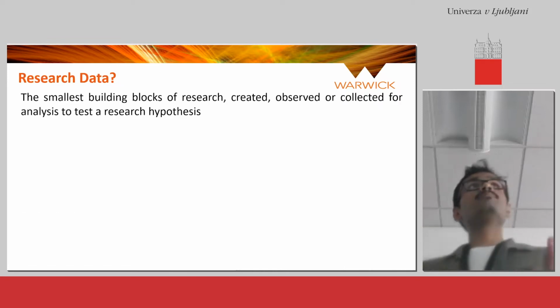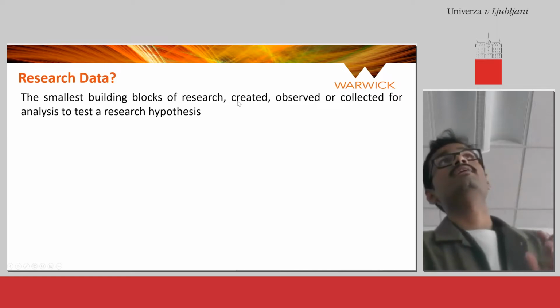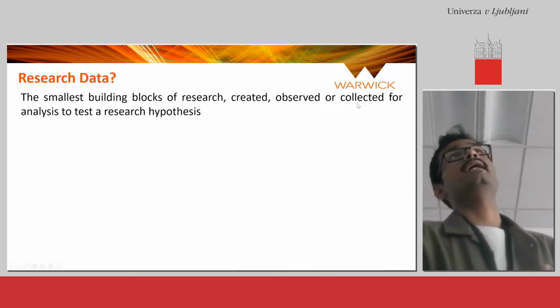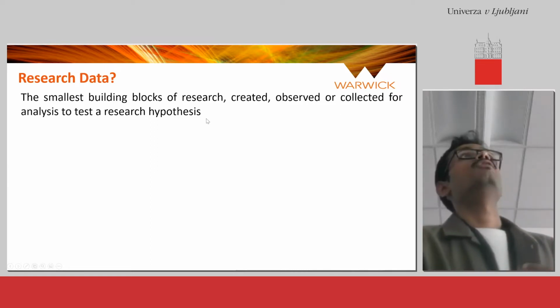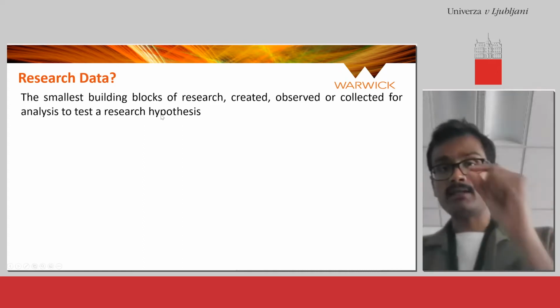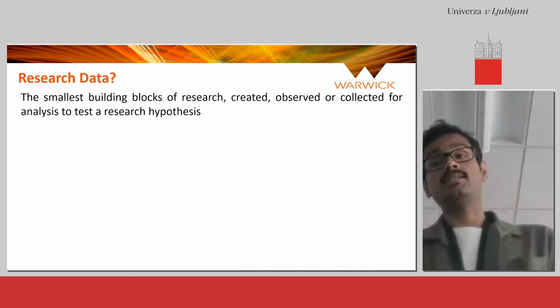So it's a very simple definition of research data. It's the smallest building block of research, which can be created, observed, or collected. It all depends upon the methodology, how you are carrying out your PhD, which is used to test a research hypothesis. So if you use certain information to prove a research hypothesis, you can categorize it as research data.